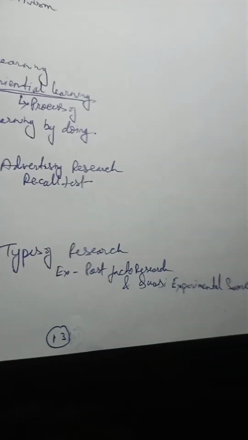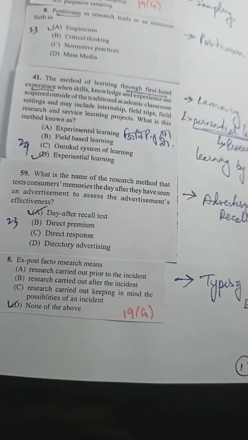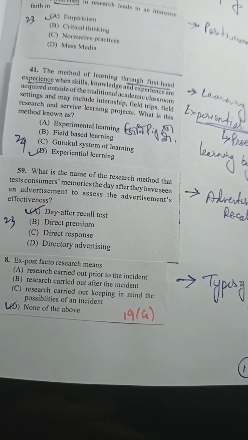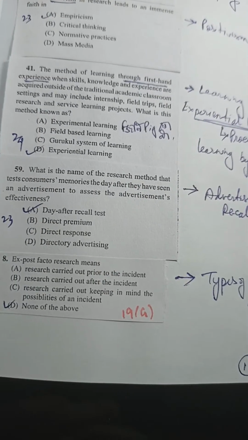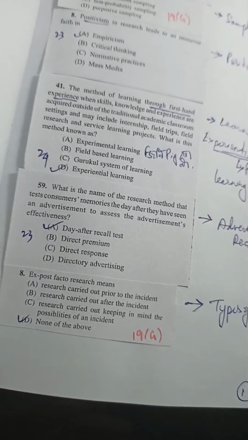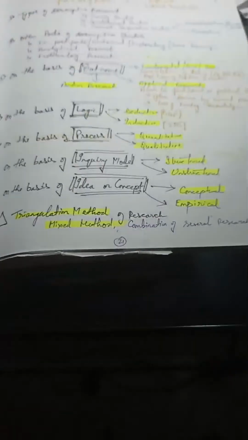Next we have types of research: ex post facto research and quasi-experimental research. Ex post facto research means that a research carried out prior, no. A research carried out in the incident, no. A research carried out keeping in mind the possibilities of the incident, no. Actually ex post facto research means after the fact. Ex means old, post facto research. If we can discuss the types of research again, then it will be pretty much simpler for us to understand.